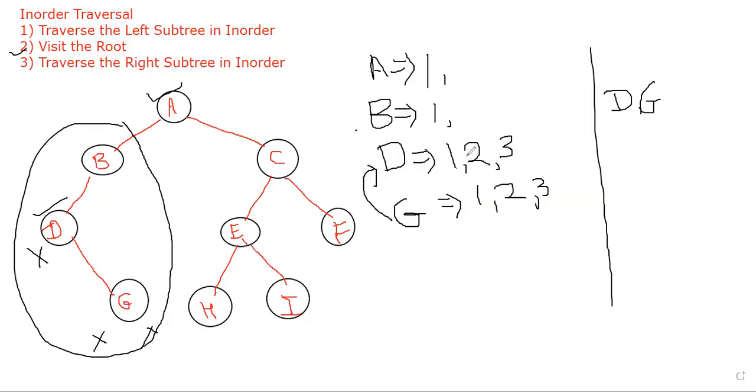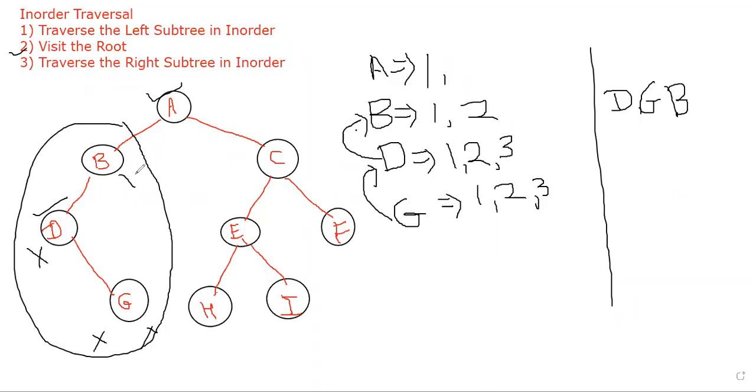When we backtrack, we find that all three steps are completed for the node D. So we backtrack to B. For B, we have already completed the left step. Now we can go for the second step for B. What does the second step say? Visit the root. So B will be printed here.